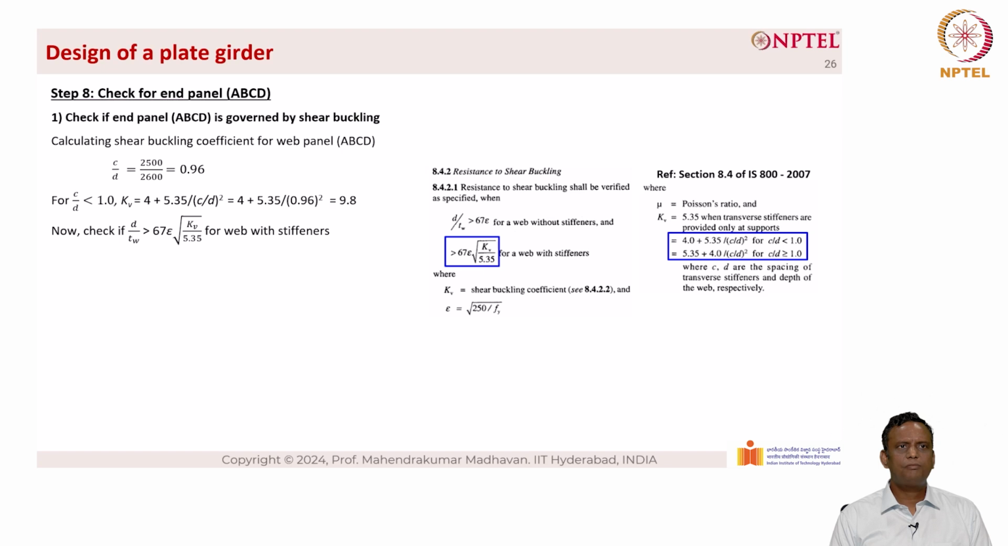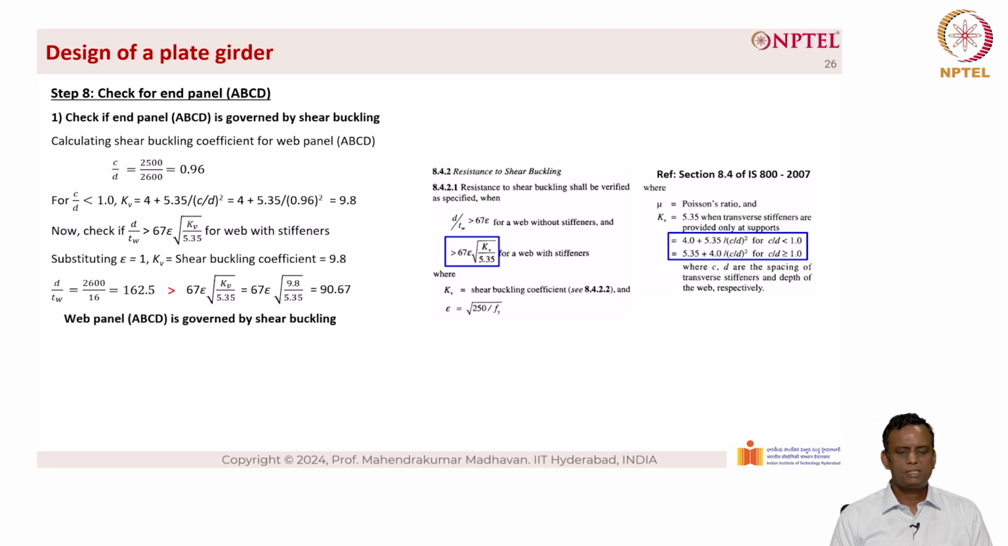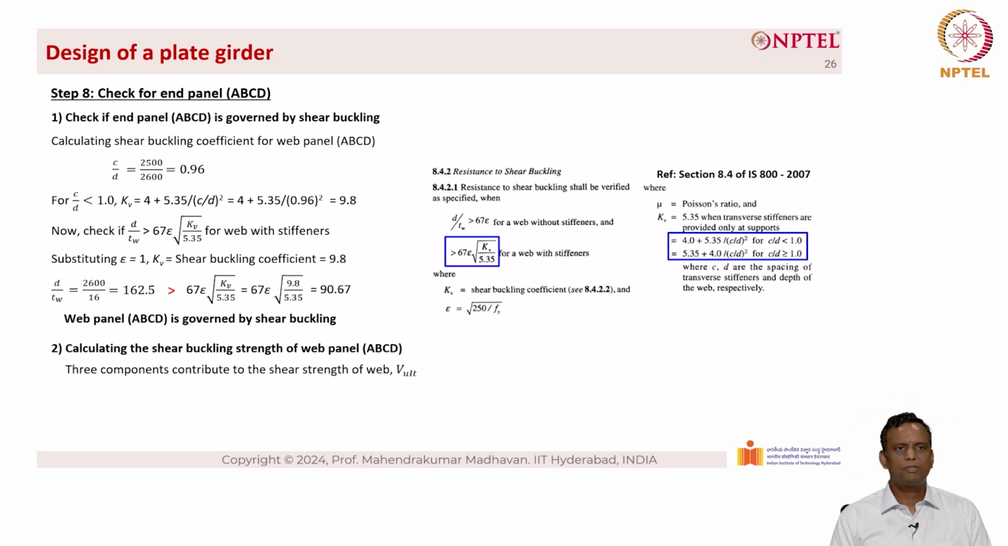Now check if d by tw is greater than 67 epsilon into root of Kv by 5.35 for web with stiffeners. So substituting epsilon equal to 1, Kv equal to 9.8, we have d by tw equal to 2600 divided by 16, that is equal to 162.5, and 67 epsilon into root of Kv by 5.35 is equal to 90.67. The web panel ABCD is governed by shear buckling because 162.5 is greater than 90.67. Therefore, we have to calculate the shear buckling strength of the web panel.